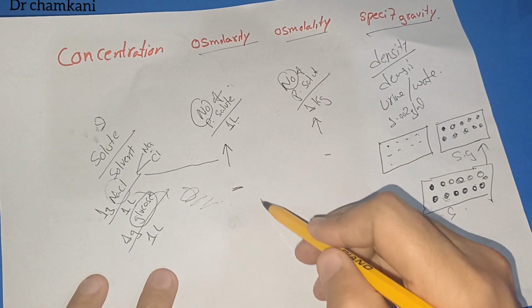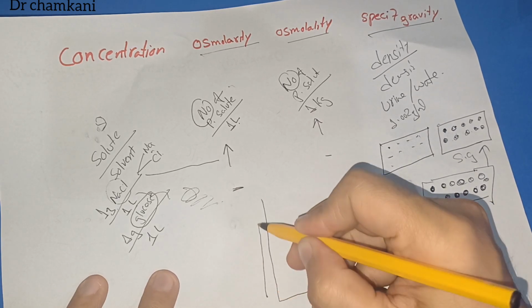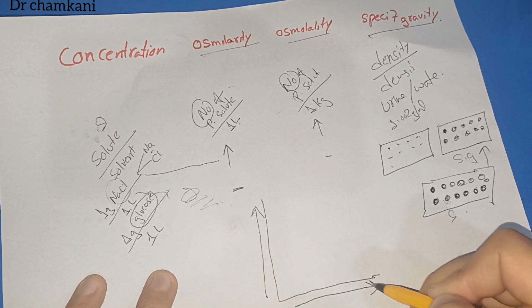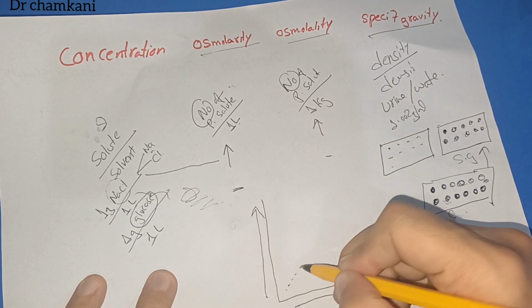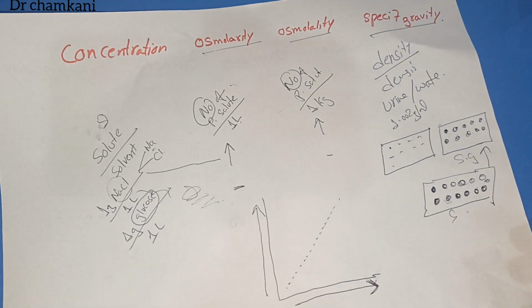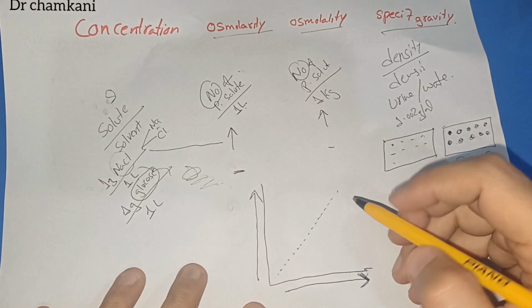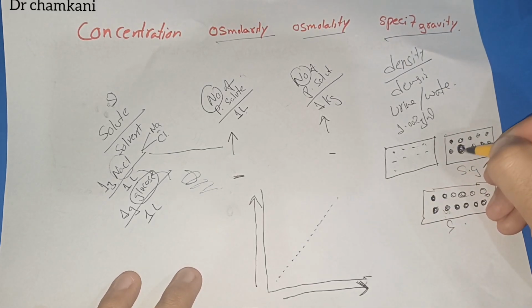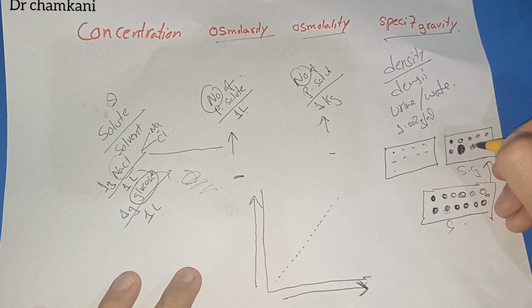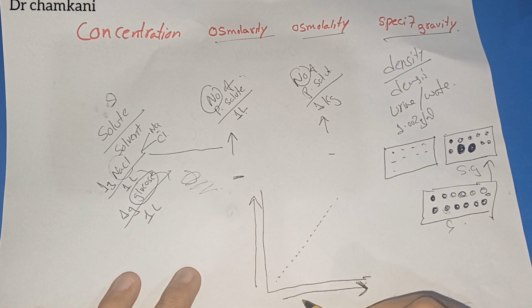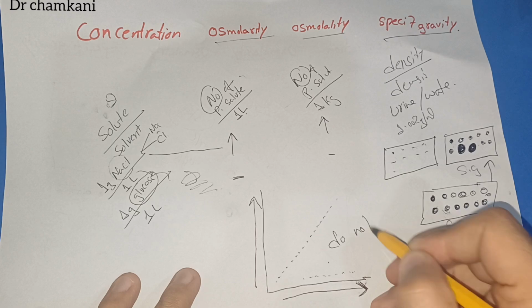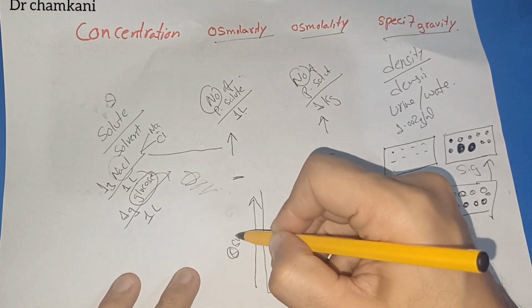Now most of the time when the concentration of a substance increases, specific gravity also increases. But sometimes in urine there are large particles. The volume of the particles is very high. The weight of those particles is very high. So those substances increase the specific gravity, but they do not increase the osmolarity.